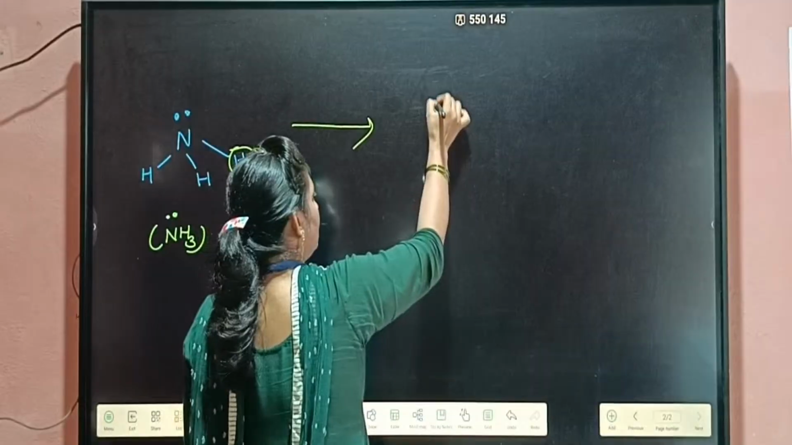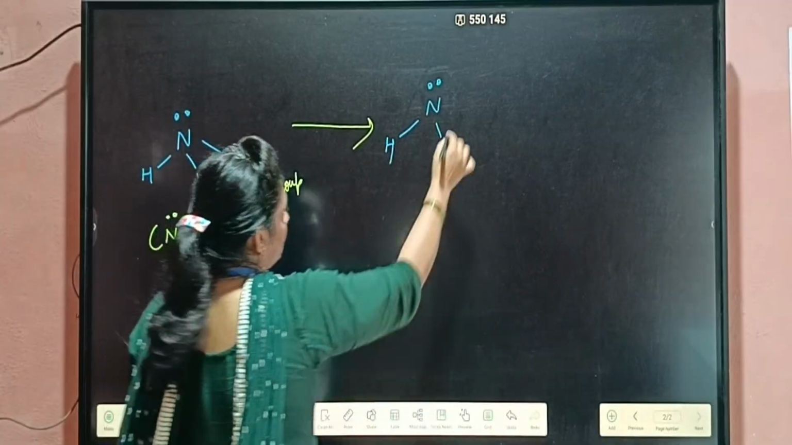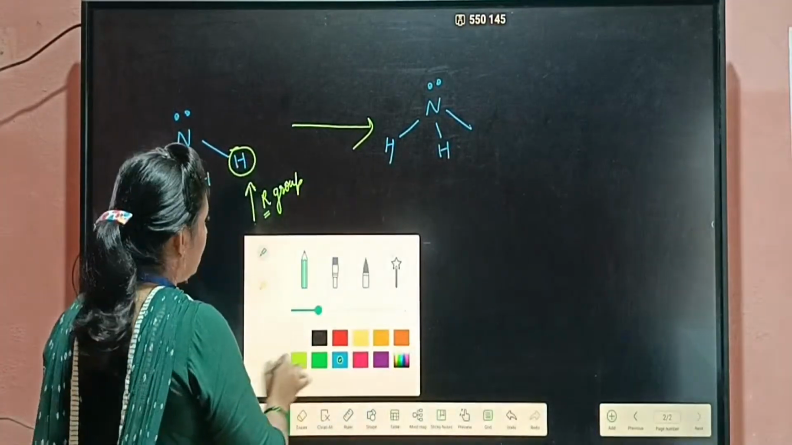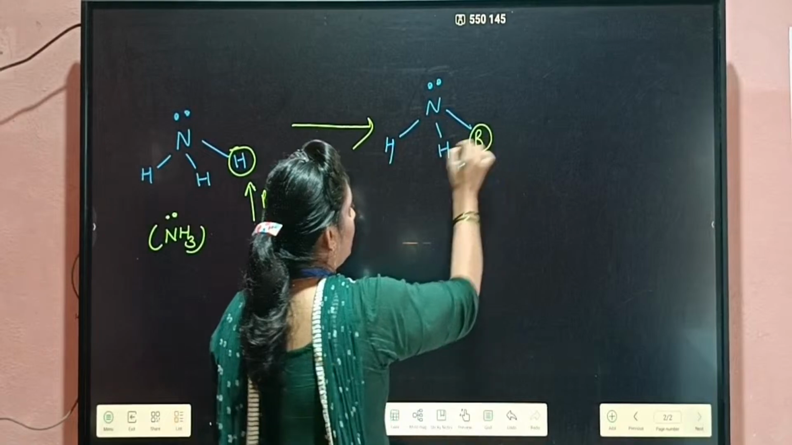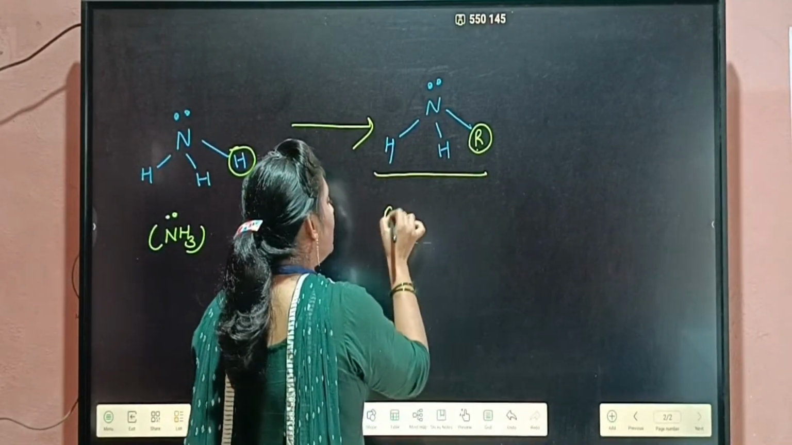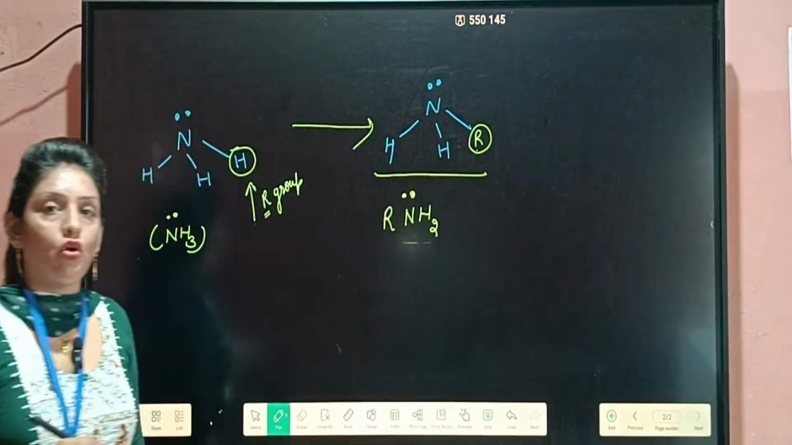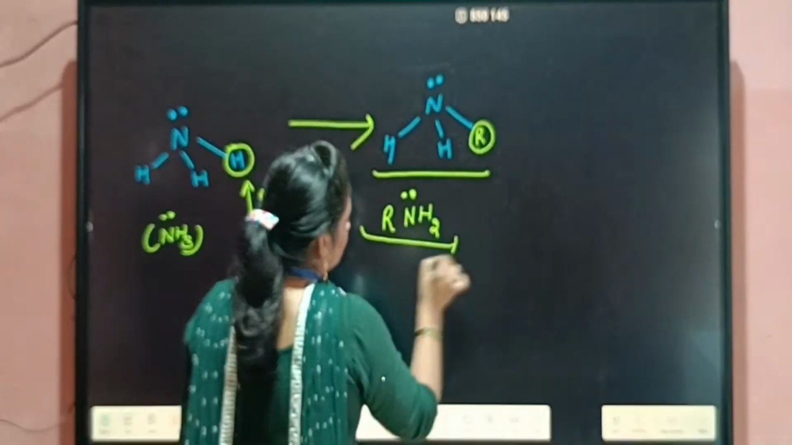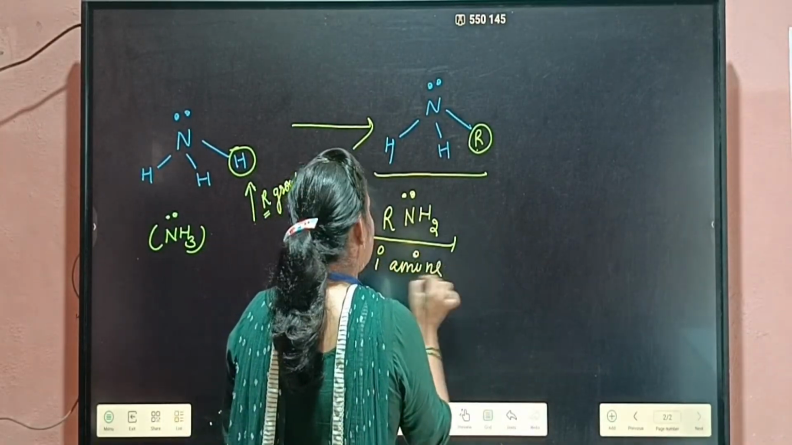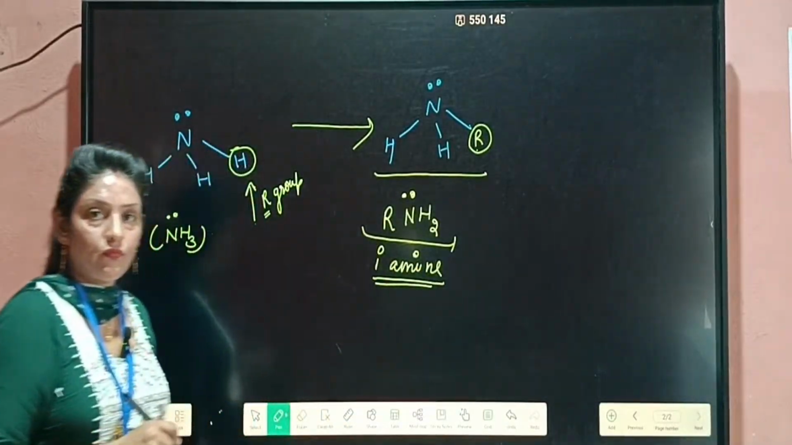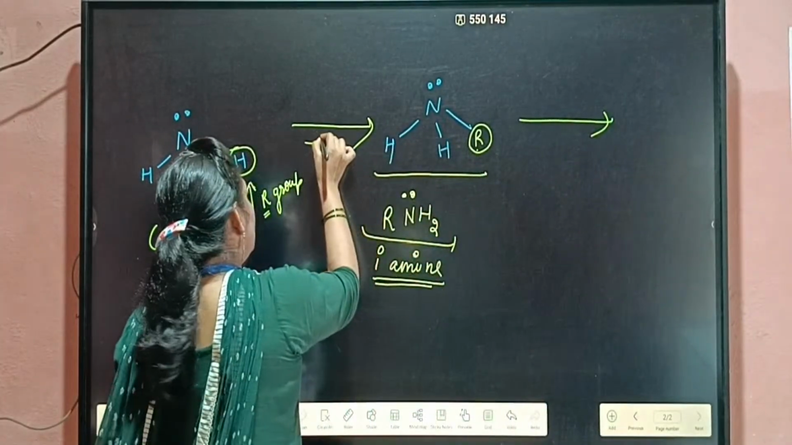If I write it like this, ammonia, this is one hydrogen, this is the second hydrogen, and the third hydrogen. I am replacing one with an R group. Now students, it is an amine, RNH2. Here also nitrogen has one lone pair of electrons. So this is known as an amine. And what type of amine? Primary amine. We will discuss primary, secondary also.